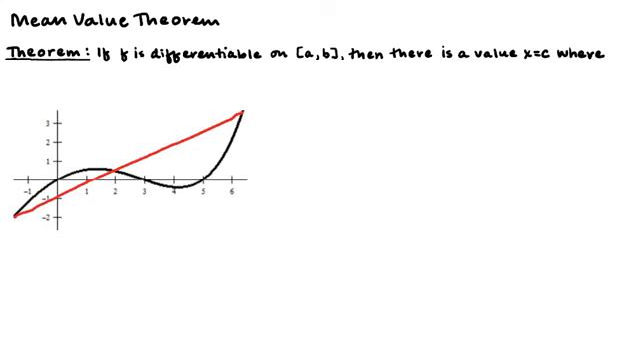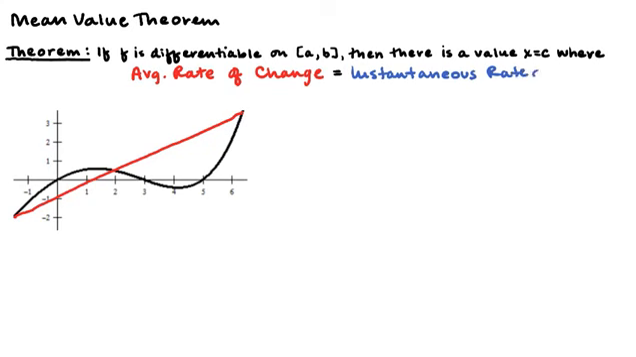Okay, the average rate of change, which I'm saying the slope is, in red, is equal to the instantaneous rate of change, which I'm going to color in blue eventually. So there's somewhere in there where the slope of the tangent line is parallel to the slope of the secant line. It's a different way of saying that. Are you seeing a place where that might happen?